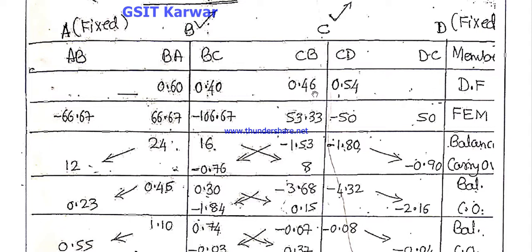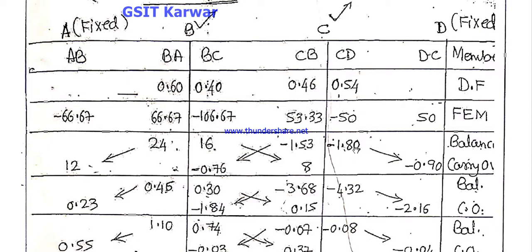You can write down 3.33 into 0.46. You are getting answer minus 1.53. Next, you can write down minus 3.33 into 0.54, you are getting minus 1.8. Actually, you are getting minus 1.798 something, but you can round off to minus 1.8.